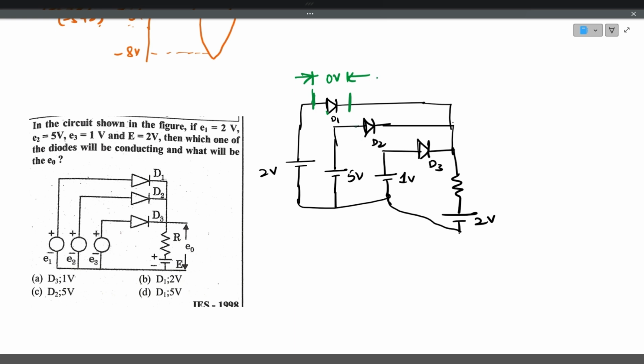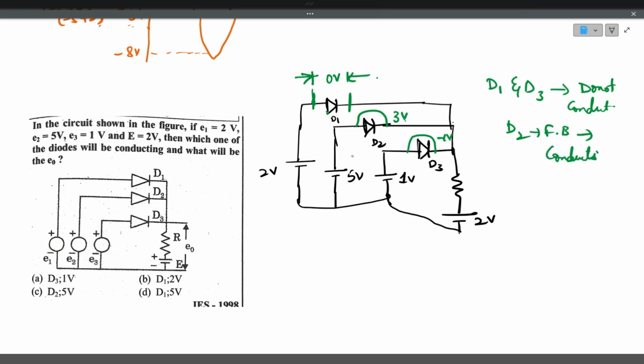Similarly for D2, the potential difference here is 3 volts, 5 minus 2, 3 volts. For D3, the potential difference is 1 minus 2, minus 1 volt. So you can see from the diagram that D1 and D3 will not be conducting. They do not conduct because those are reverse biased. So D2 is forward biased. It will start conducting. D2 conducts.